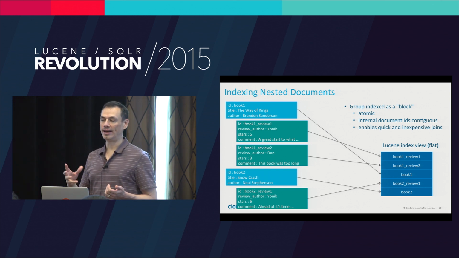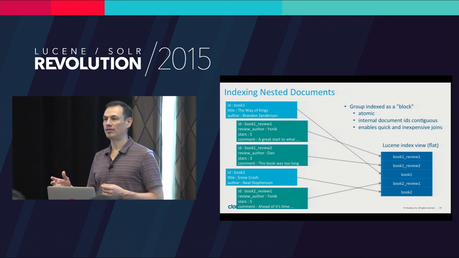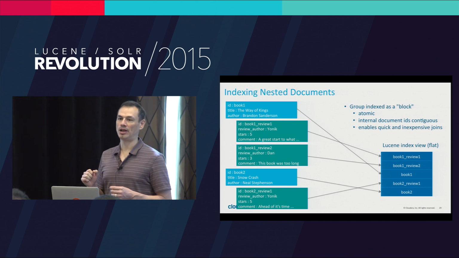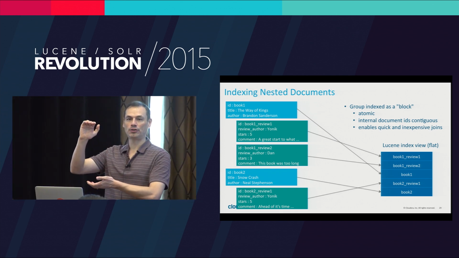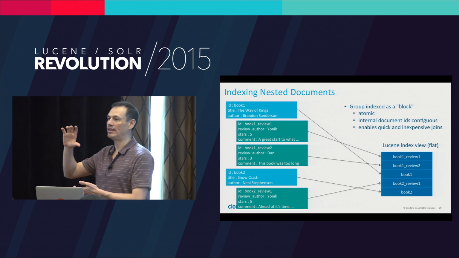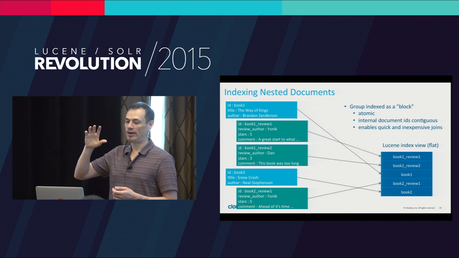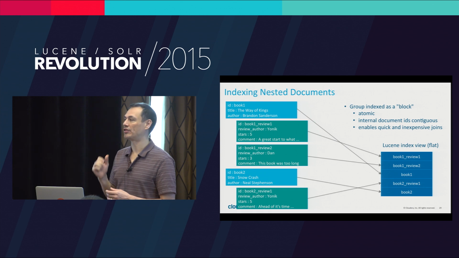Basically, indexing nested documents. In this example, I have books and book reviews. Instead of fully denormalizing them, I've used the nested documents feature to index them as a block. At the Lucene level, that puts them all right next to each other in the index. If you know that your parent and child documents are all right next to each other, you can do some cool things mapping from parent to child or vice versa in a very quick and very cheap way. You don't have to have any pivot tables. It's very inexpensive to do.